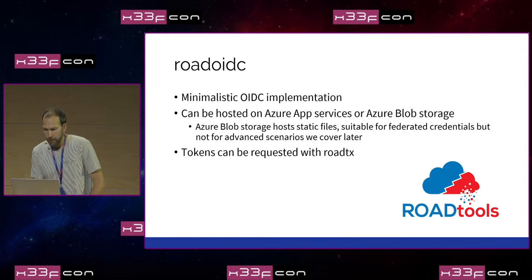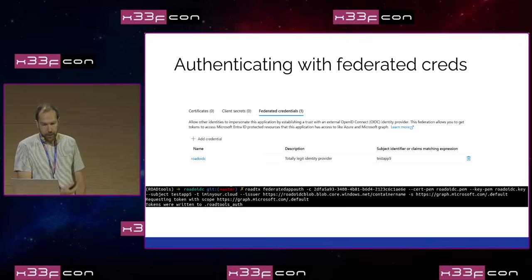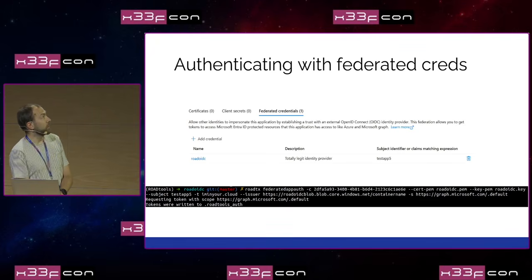So how does it look? I have an application. I configure my federated credentials. I call it roadoidc, or something that looks a little bit less suspicious. That's configured on my app. And then I can use the federated app auth command to authenticate to that app. I say this is my client ID of the app I want to authenticate to. I'm signing that assertion with this certificate.